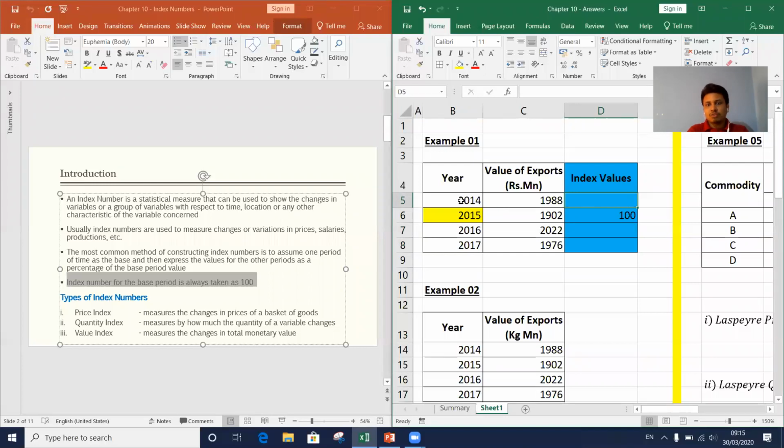Right. Now I want to calculate the index value of 2014.